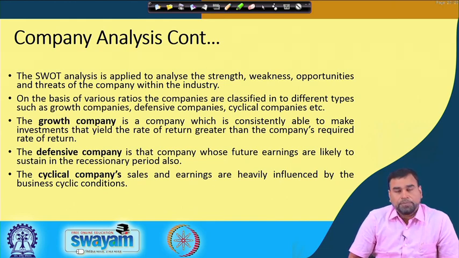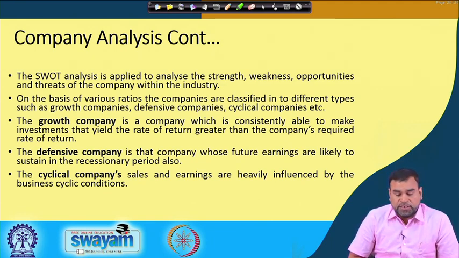On the basis of the different ratios, the companies are classified into different types, and accordingly we decide whether we should invest in that particular category or not. If you classify them, the companies are growth companies, defensive companies, cyclical companies, etc., or value companies. From the investment perspective, we decide on value companies.